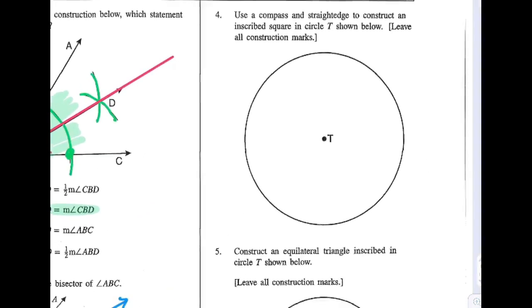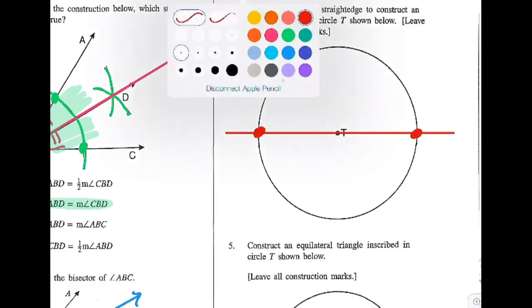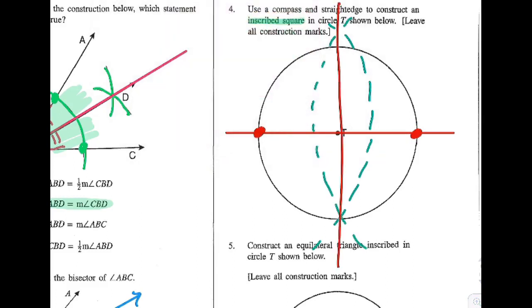Number four, we did this one in class, but to construct an inscribed square. First thing you want to do is just use your straight edge, go through the middle and create a diameter. This is the diameter's endpoint, and this is the other diameter's endpoint. From one of the endpoints, you go more than half. From the other endpoint, you go more than half. And then you bisect the original diameter.